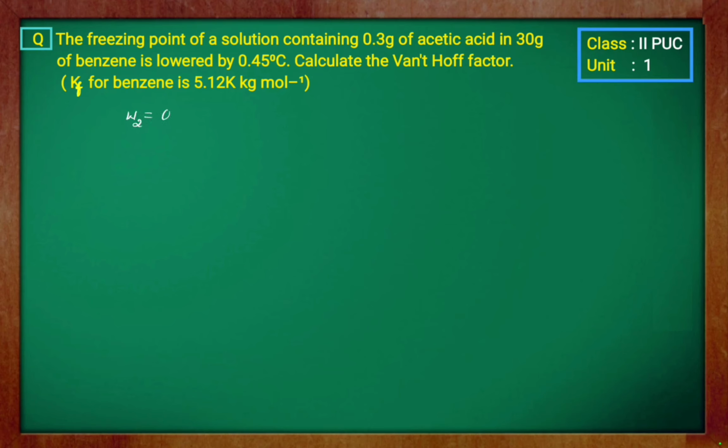Therefore W2 is the mass of acetic acid, which is solute. It is 0.3 gram. We have 30 gram of benzene. So benzene is solvent. Its mass is represented as W1. So W1 is equal to 30 gram. So they observe that freezing point was lowered by 0.45 degree centigrade. This is also equal to 0.45 Kelvin. So this is the depression in the freezing point, which is delta TF. Also they have given us the value of Kf for benzene, which is 5.12 Kelvin kg per mole.